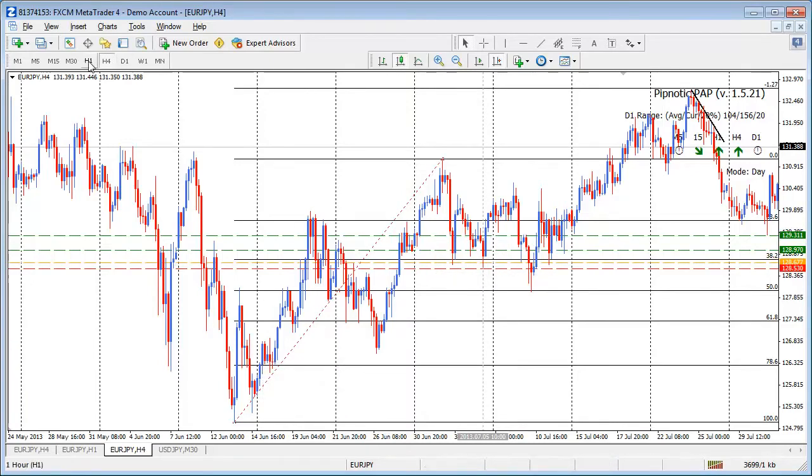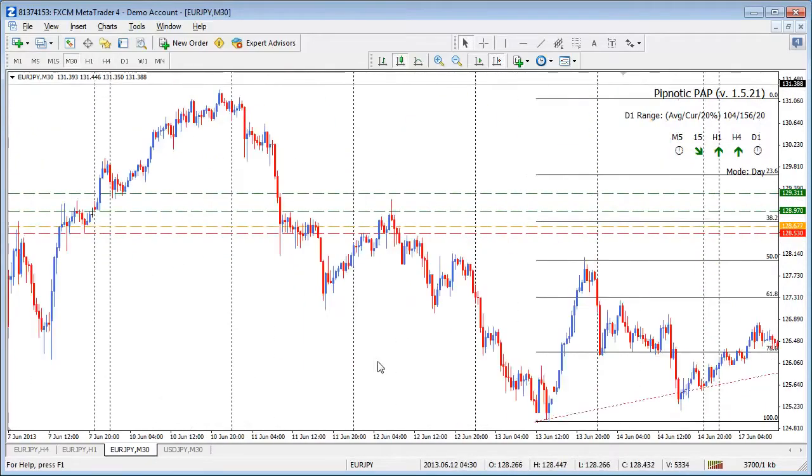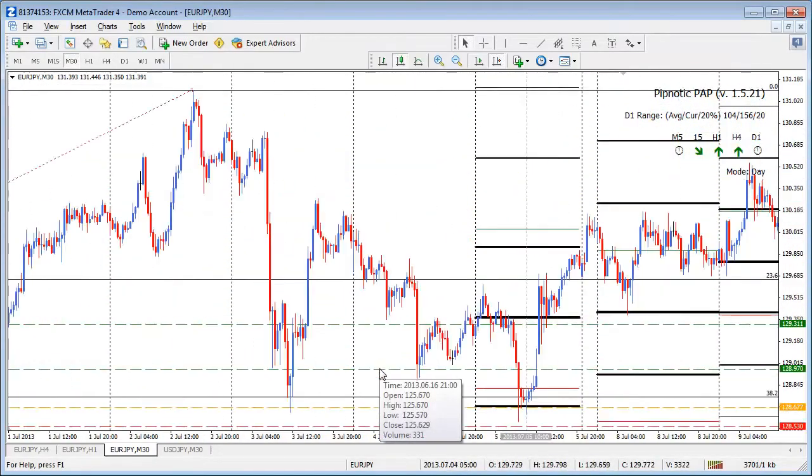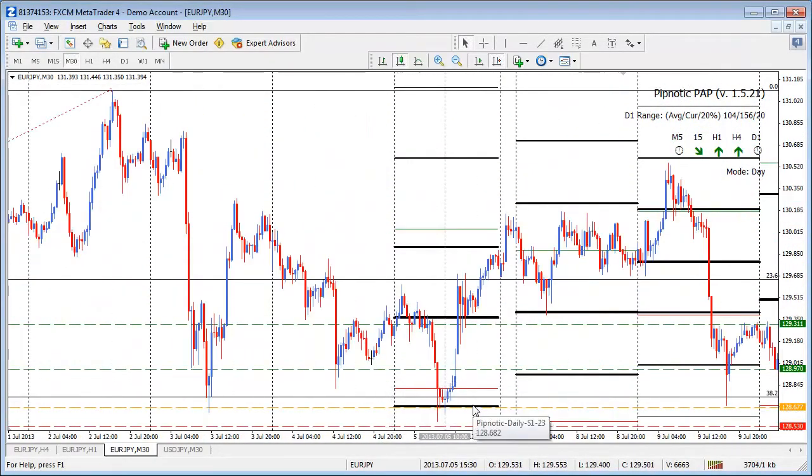On top of that, we go to the half an hour chart. We can see that we have the daily S1 pivot as well. So we have multiple reasons to believe that this level might hold here.